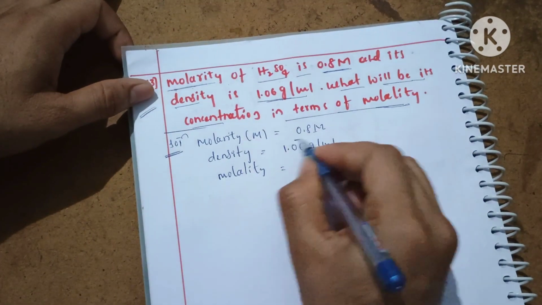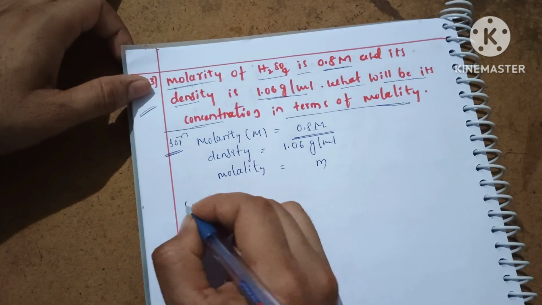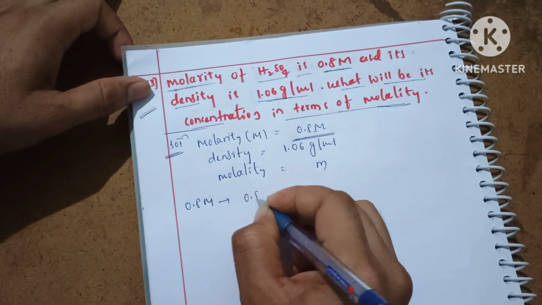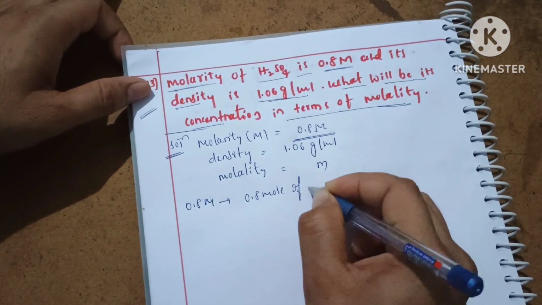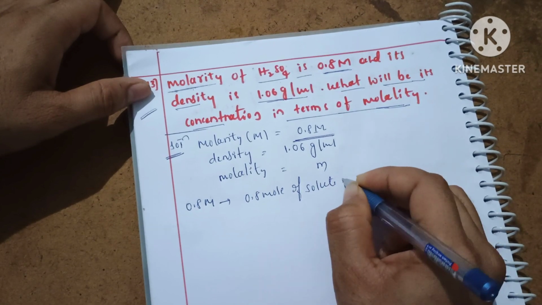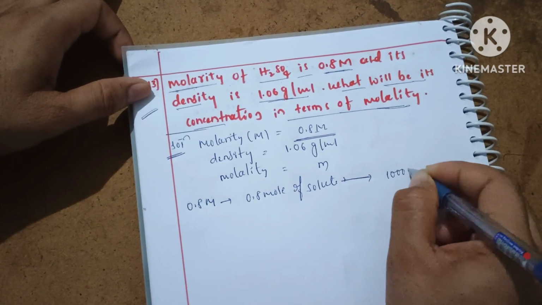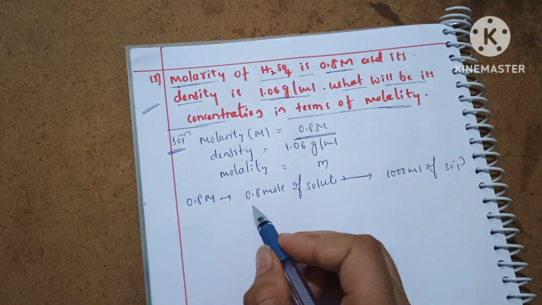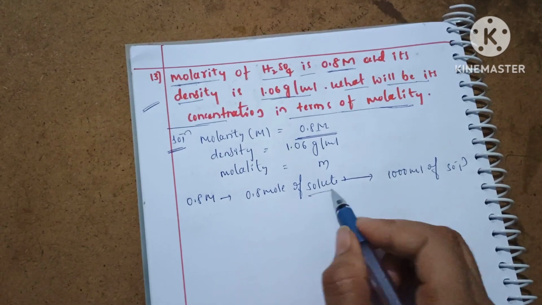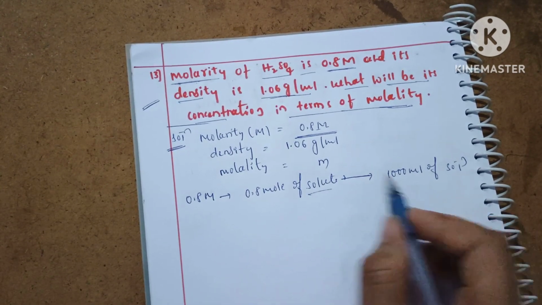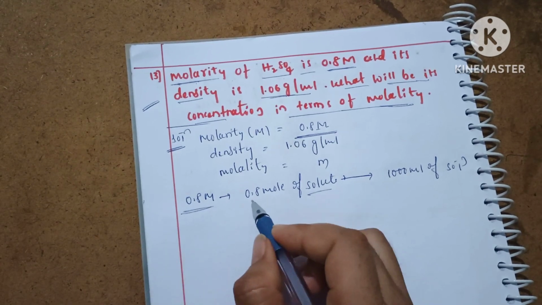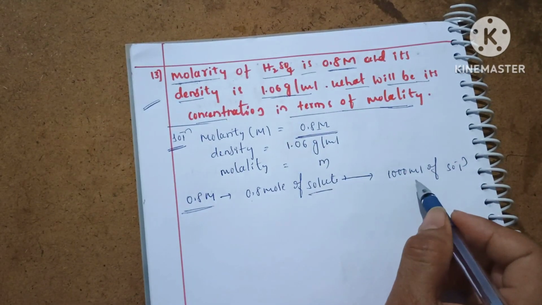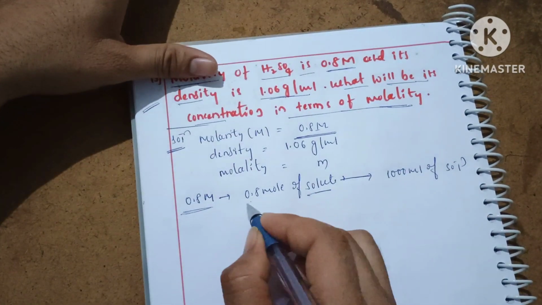First I'll write what this 0.8 M means. 0.8 M means 0.8 mole of solute present in 1000 ml of solution. What is the solute here? The solute is sulfuric acid, present in 1000 ml of solution. Now we have got the moles of solute.